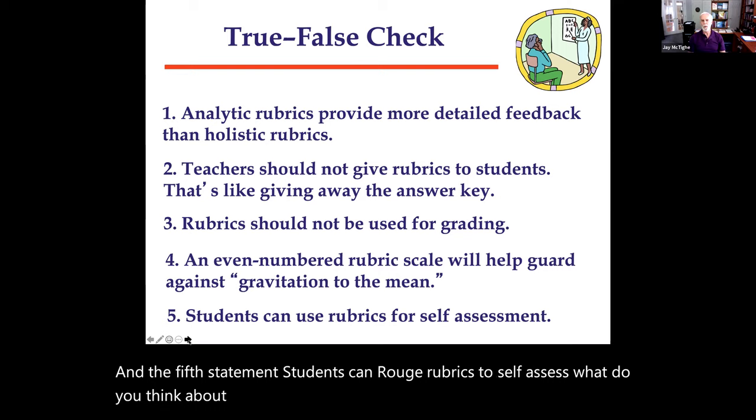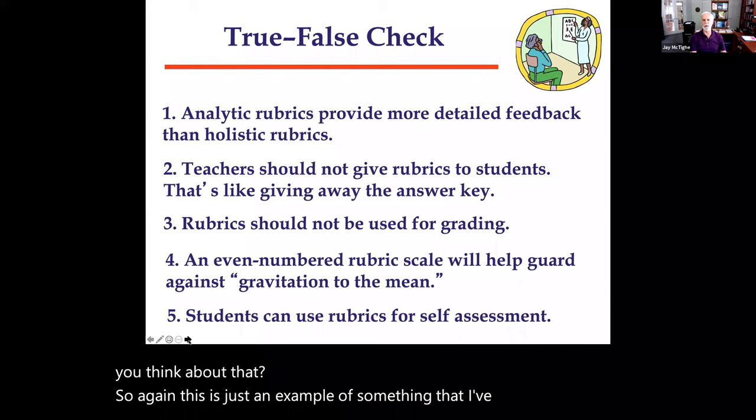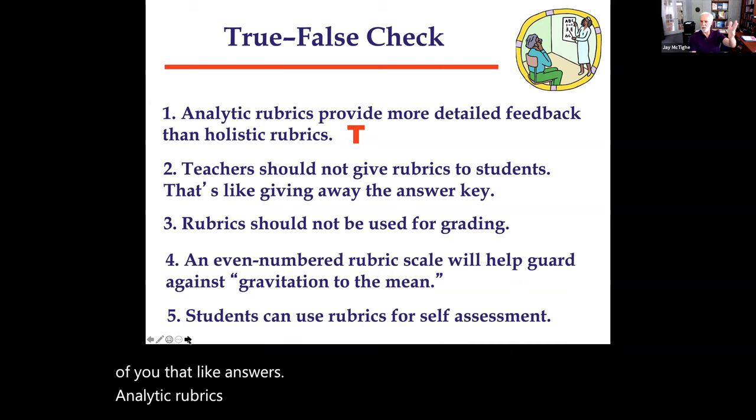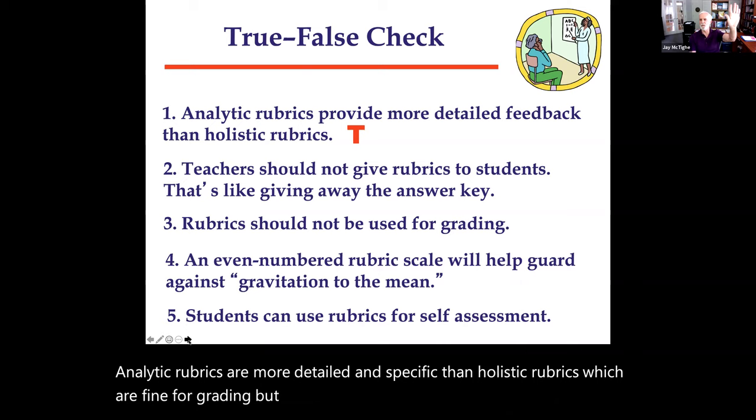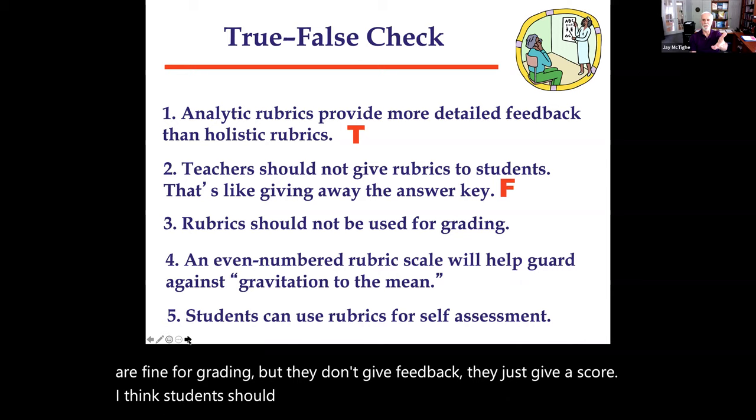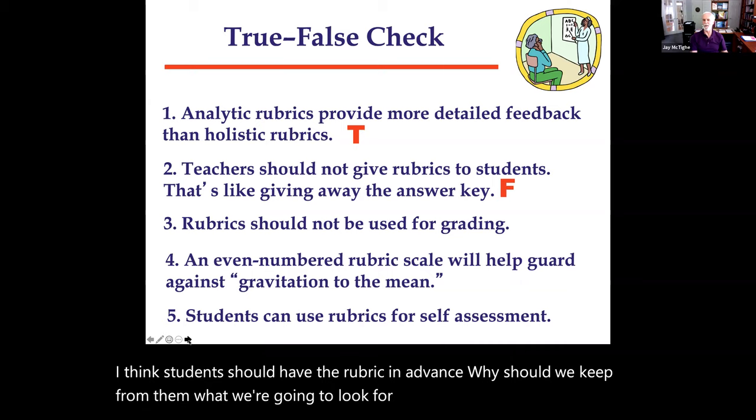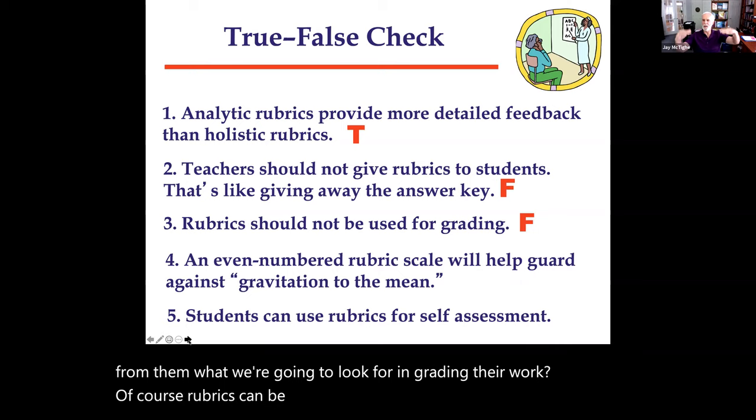And for those of you that like answers, analytic rubrics are more detailed and specific than holistic rubrics, which are fine for grading, but they don't give feedback. They just give a score. I think students should have the rubric in advance. Why should we keep from them what we're going to look for in grading their work? Of course, rubrics can be used for grading. They're evaluation tools.